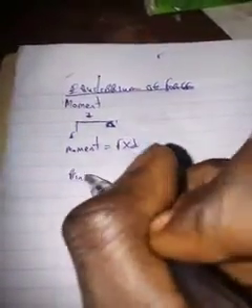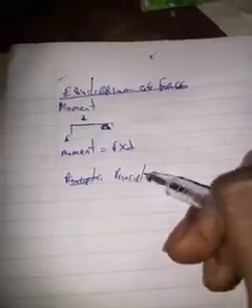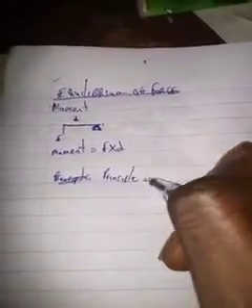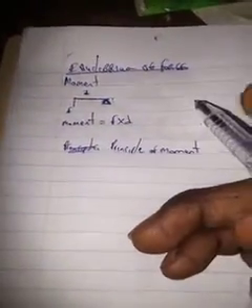Now it is very simple once you understand this principle of moment. The principle of moment states that the sum of clockwise moments is equal to the sum of anti-clockwise moments. That's it.